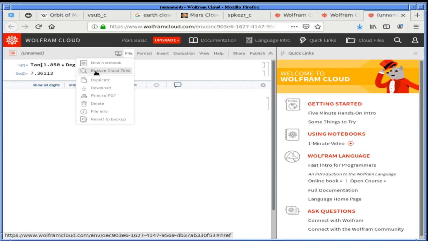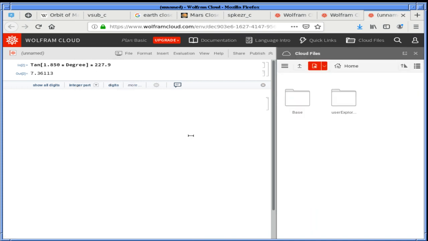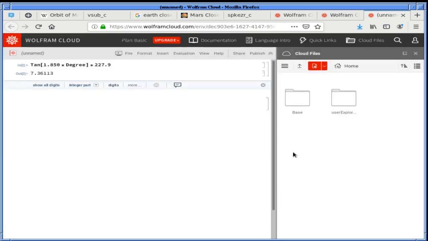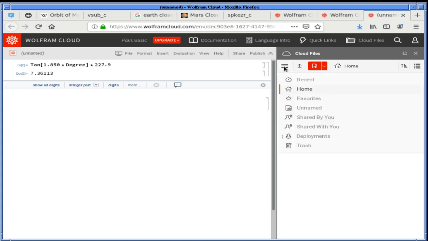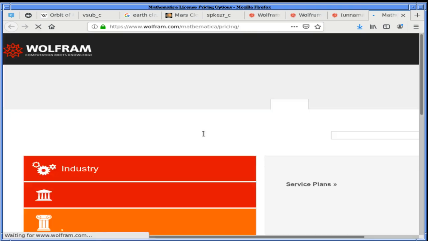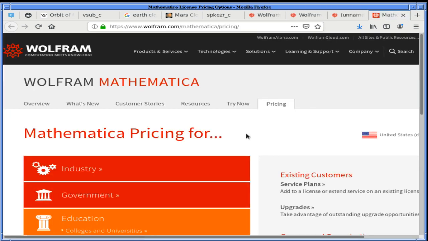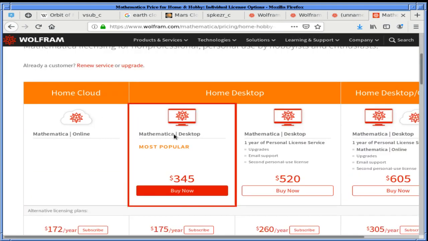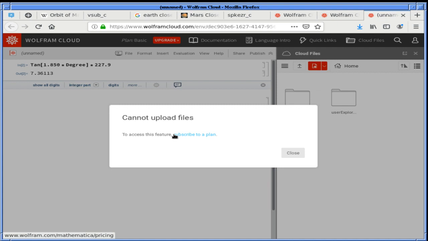Browse cloud files. Well, actually, hang on. To access this feature, subscribe to a plan. So this is not going as well as I hoped. But we can still work with it, by the way. Let's see. Create new notebook, home. I wonder how much a plan costs. Far too much. Actually, I should have at least one for free. Home and hobby. That's not going to happen.